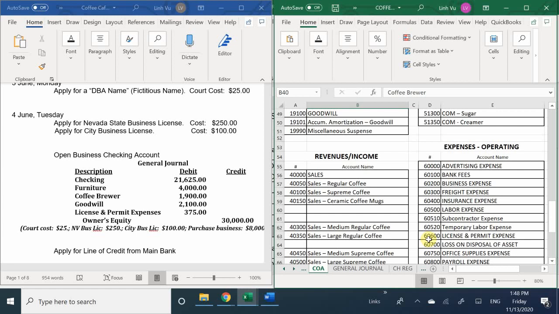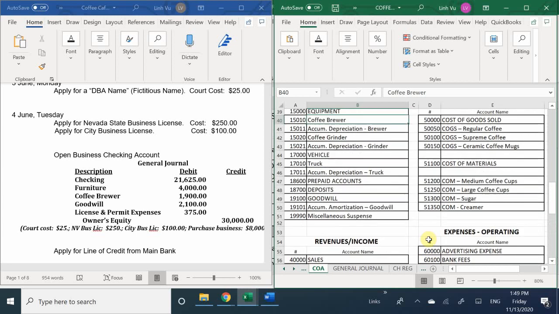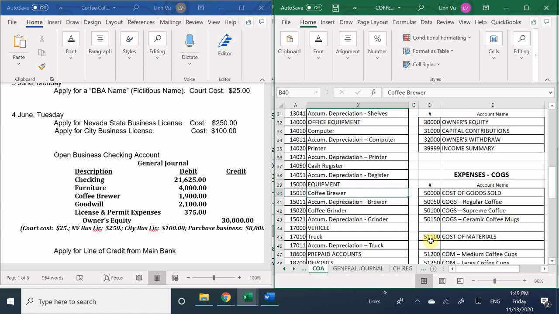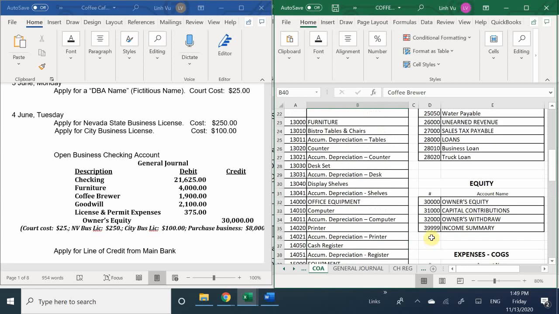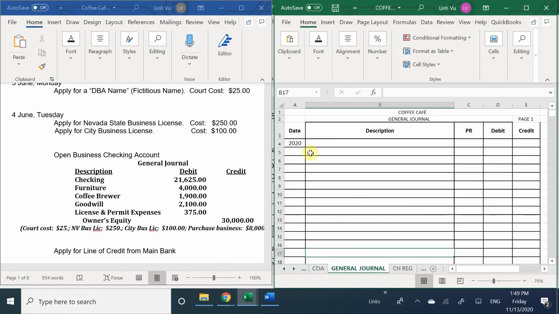60, like 60, and then 600. Okay. And then lastly, owner's equity. Owner's equity is going to be an equity account, and it is number 30,000. Okay. Now, we're going to properly journalize them.